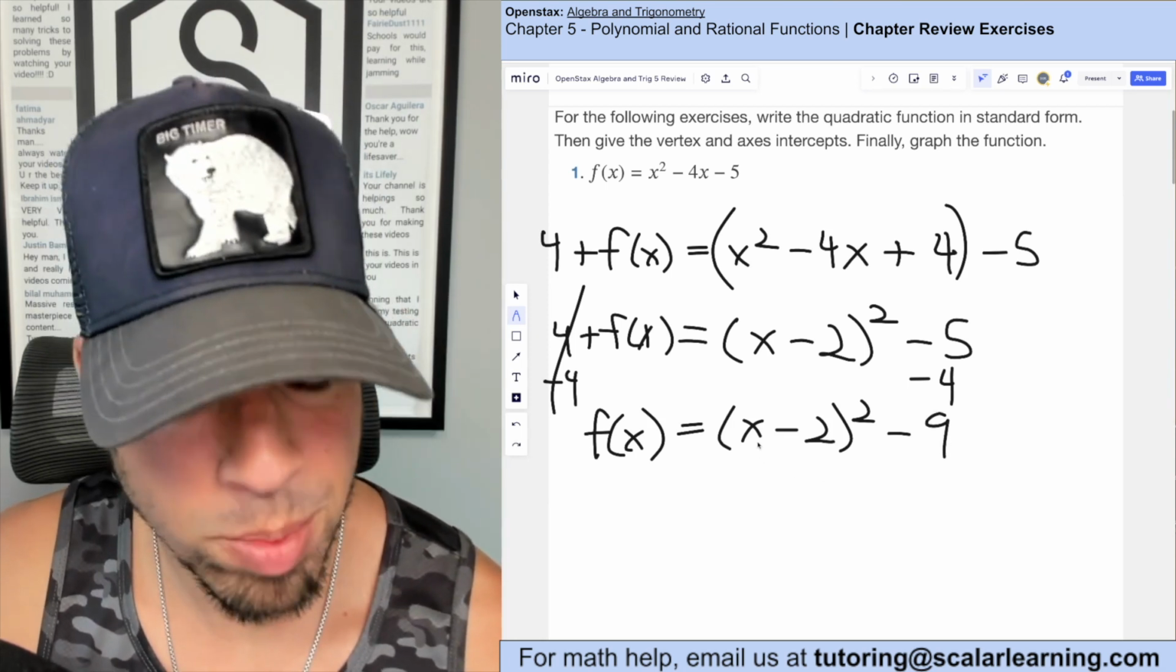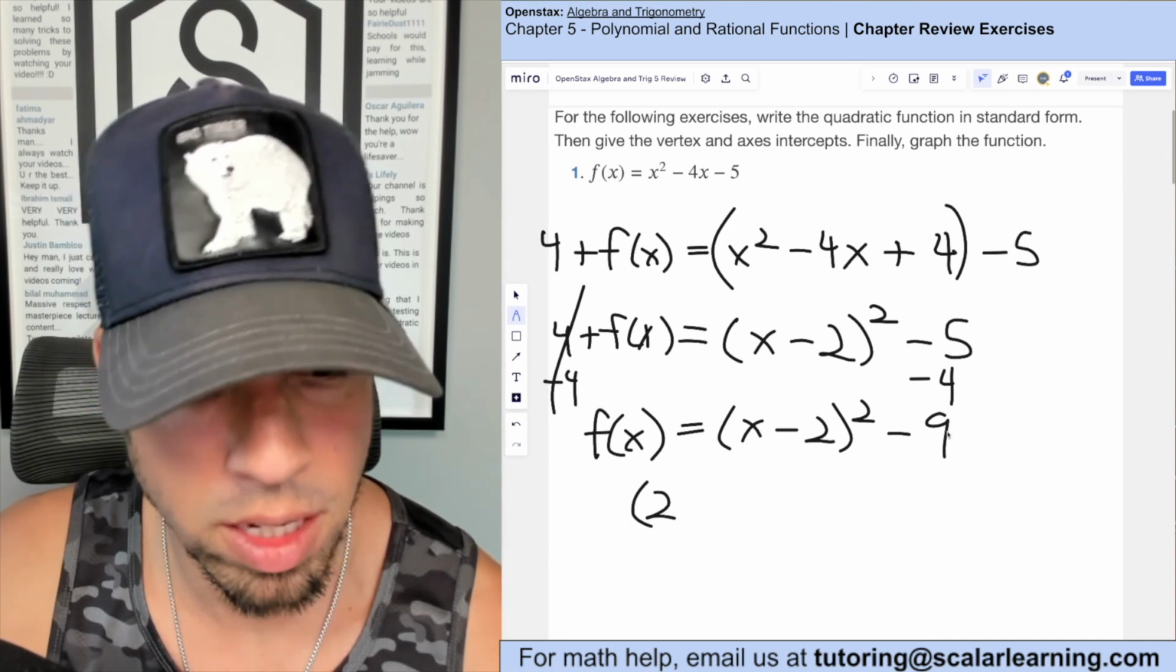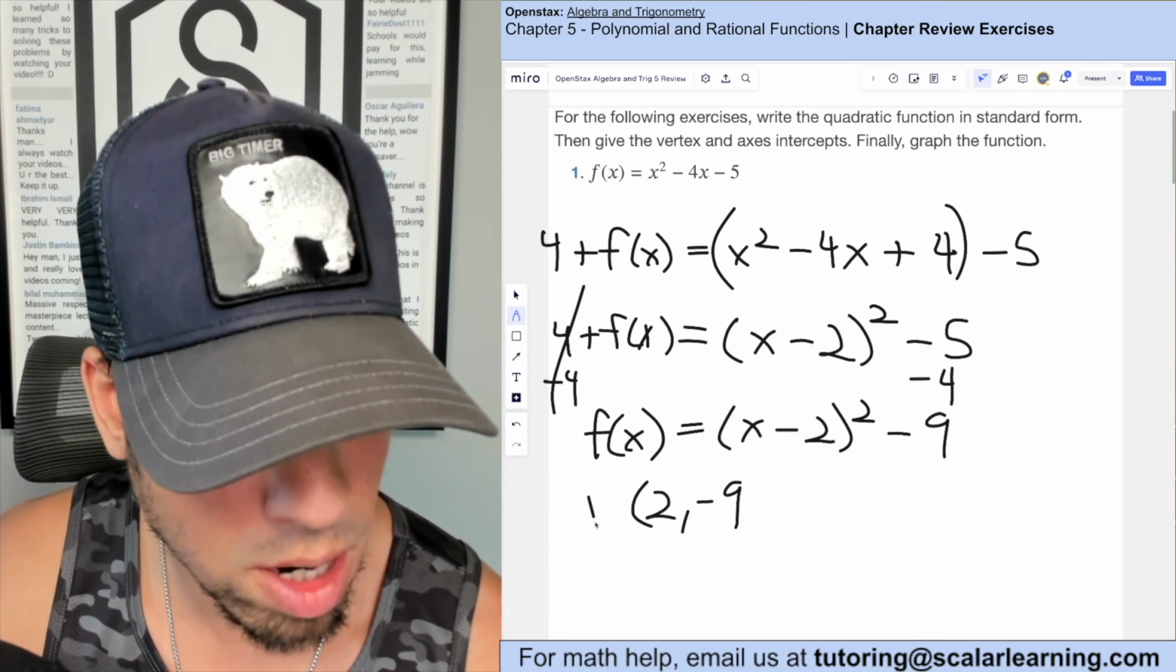Now we can give the vertex because it's x minus h, that's the x value of the vertex, so the vertex is at 2, and then this value here is k, negative 9. So the vertex is at 2 comma negative 9.